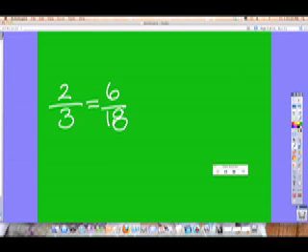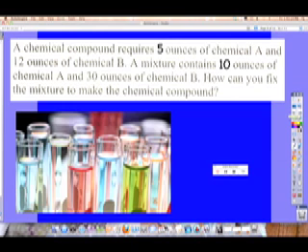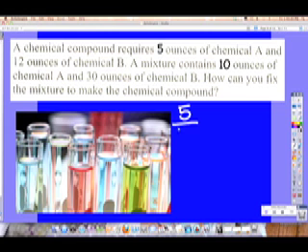Okay, hand in the air, tell me your setup first. Looking at the problem, how did you set it up? Maddie, what did you do? I read there's 5 ounces of chemical A and there's 12 ounces of chemical B. Okay, 5 ounces of chemical A, 12 of B, so you did 5 over 12. Keep going. And then I kept reading. It said another mixture contains 10 ounces of A and then 30. And so I did 10 A and 30 B.